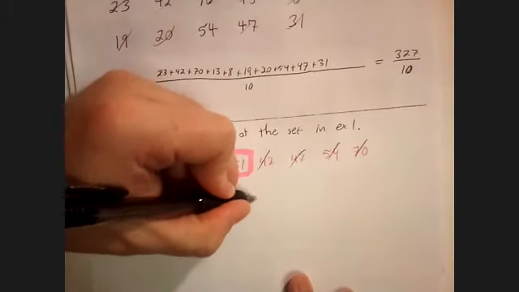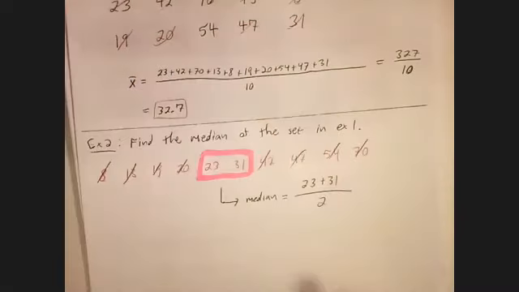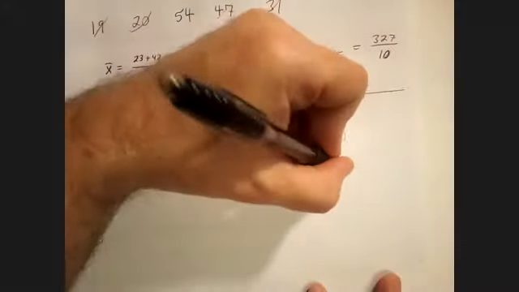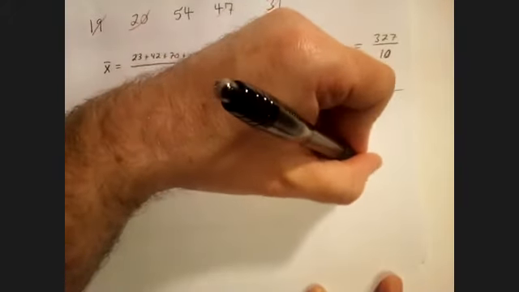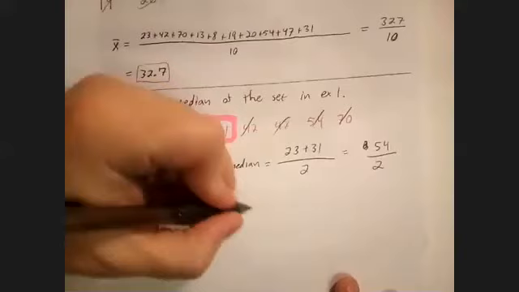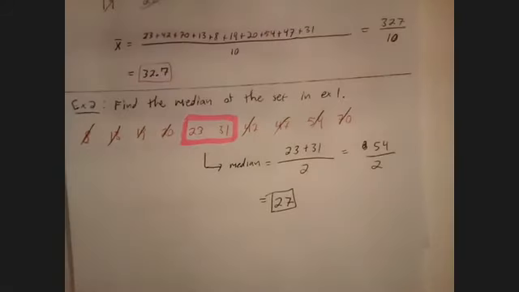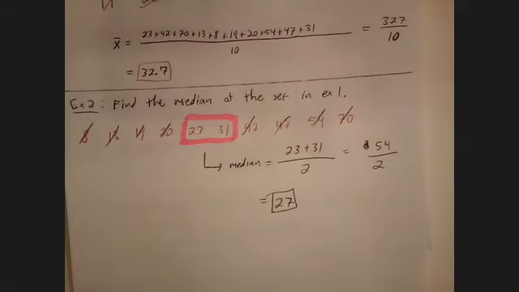So the median for this case will be 23 plus 31 over 2. 23 plus 31 is 54. Okay. Let's see. We get 27. By the way, if it was a decimal, you would just do the decimal. Like it could be 0.5. That happens, and that is okay. All right, so that's the median.